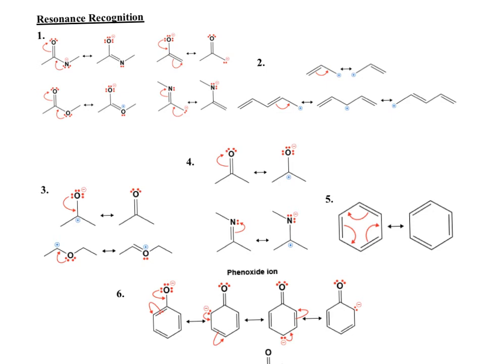Which resonance structure results from the arrow pushing pattern below? Everybody can see that? Or you can see it on your Top Hat too, hopefully. So the arrow's shown. What's the right answer there?